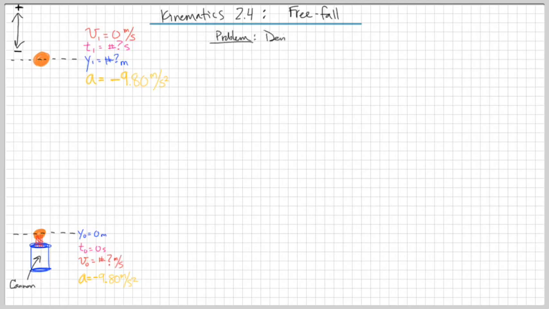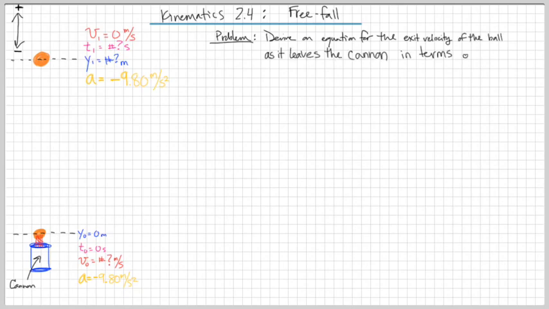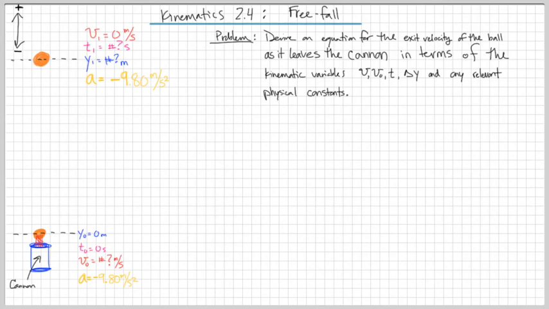So this problem that you can start to think about as well is to derive an equation for the exit velocity of the cannonball, or the little orange ball, as it leaves the cannon in terms of the kinematic variables that I've listed there: generic v final, v naught, t, delta y, and any relevant physical constants that may or may not include g.